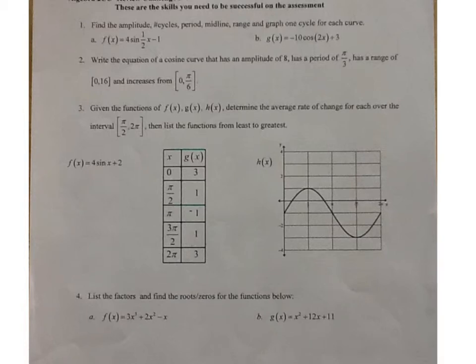Okay, so we'll be going over the review sheet for your fourth test for this quarter. Let's take a look at number 1. It says find the amplitude, the number of cycles, the period, the midline, the range, and you need to graph one curve. All right, so let's see here. I have the equation f of x is equal to 4 sine 1/2 x minus 1.